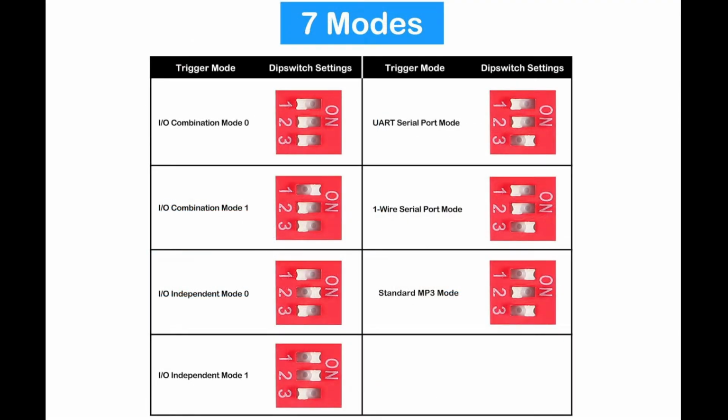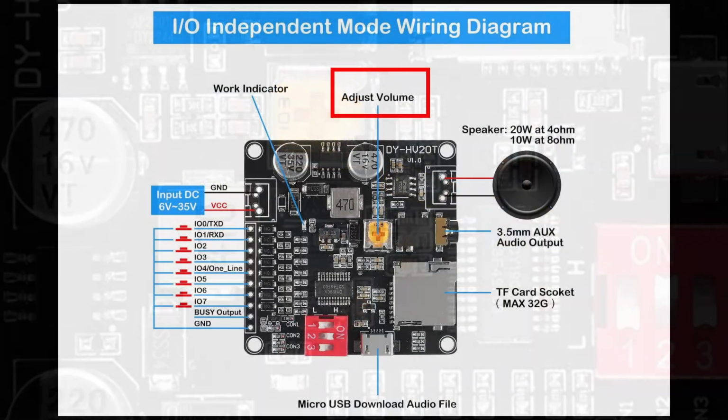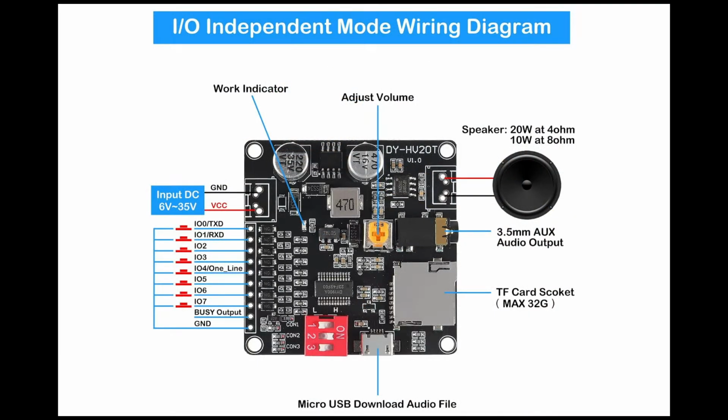It's got 7 work modes that you can adjust using the onboard configuration pins, which gives it great flexibility when it comes to integrating different projects. It has an onboard potentiometer for volume control. It also has an onboard LED power indicator, and these are the input-output pins we'll be working with today.